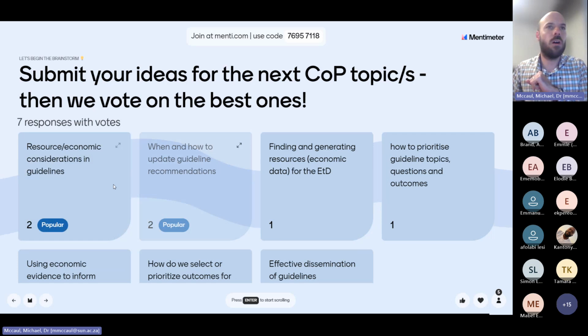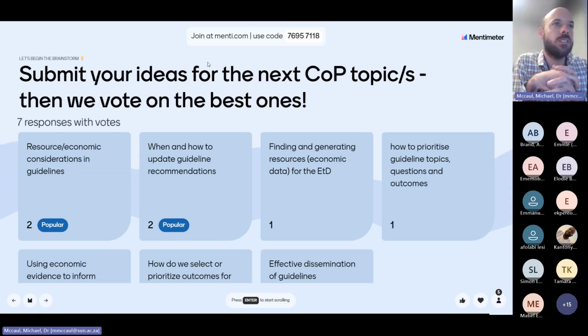So we've got so far our most popular ones, and not entirely blinded, but welcome more to vote. We've got resources, economic considerations, and guidelines so far, and when and how to update guideline recommendations. Okay. Other suggestions, let me know, and you're welcome to keep voting while we close off the session. We can always have a look at this later and send out perhaps another survey to get a bit more of a broader representation across the community of practice. But this is at least, I think, a first pass kind of litmus test of where people are at.